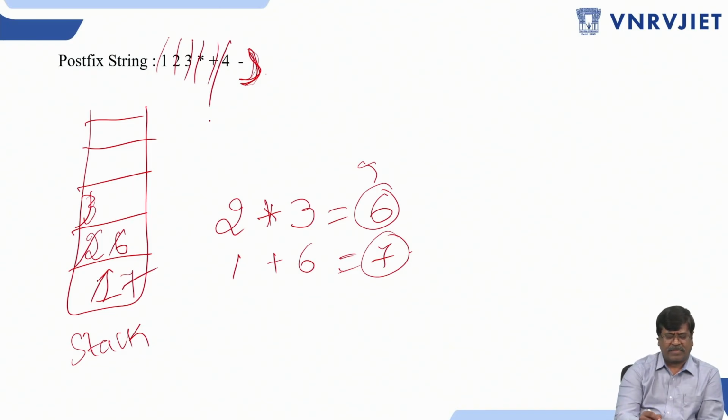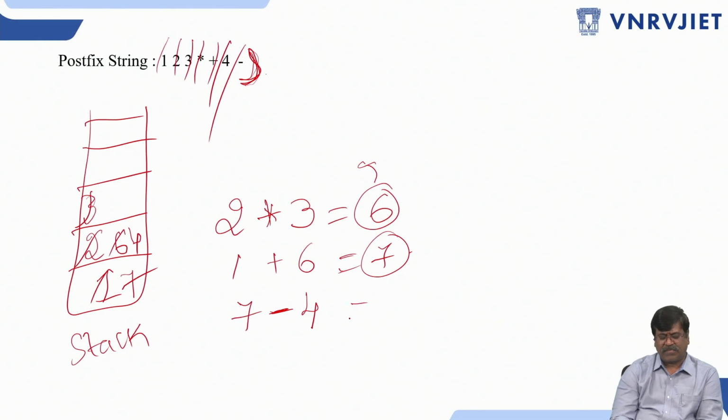So now I am getting an operand, 4. Now I am getting minus. So pop out two values from the stack. 4. Apply the operator minus and the value 7. 7 minus 4 is 3. Send back that result into the stack, and your expression is completed, and this is your result.